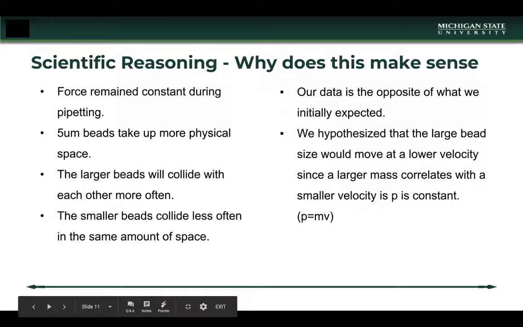The data makes sense because the 5 micrometer beads take up more physical space in the slide and are going to collide more often with each other because they are more crowded in the solution. In comparison, the smaller size of the 2 micrometer beads will cause fewer collisions, which makes them diffuse at a slower rate. The data that we collected was the opposite of what we hypothesized. Initially, we thought the larger beads would diffuse at a slower rate because of how mass affects velocity in the equation for momentum.